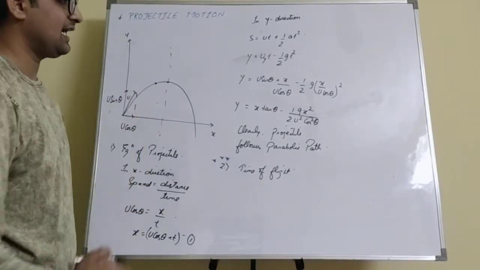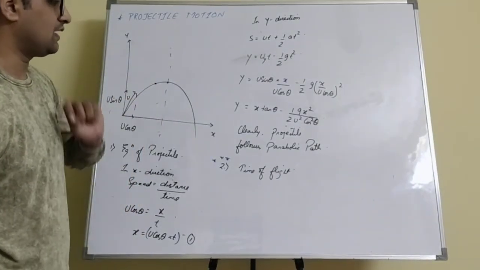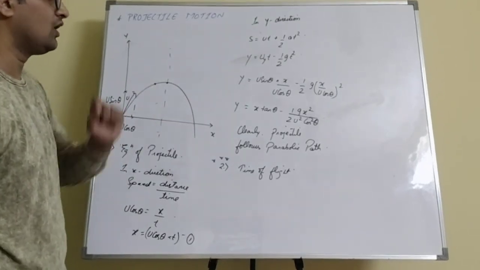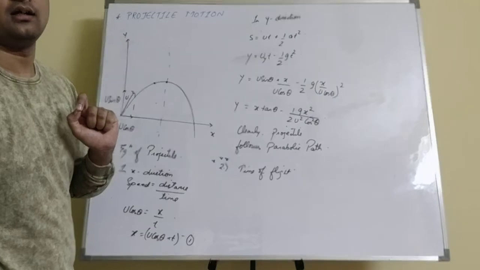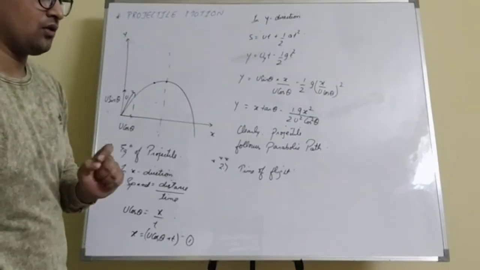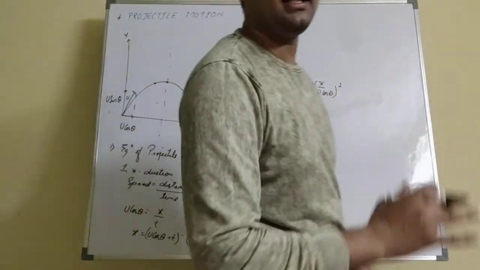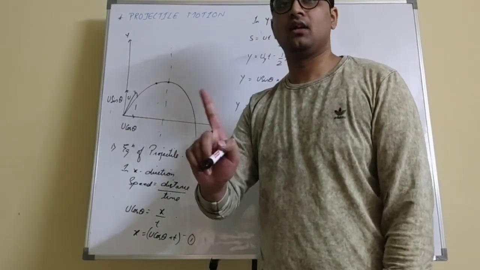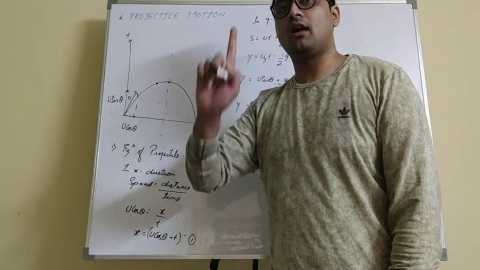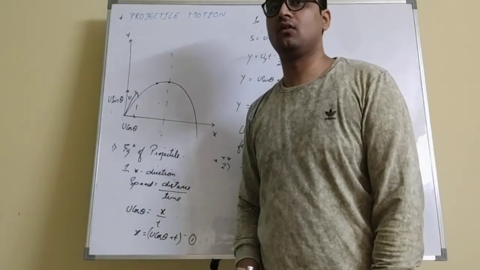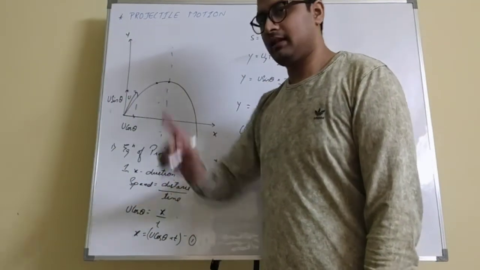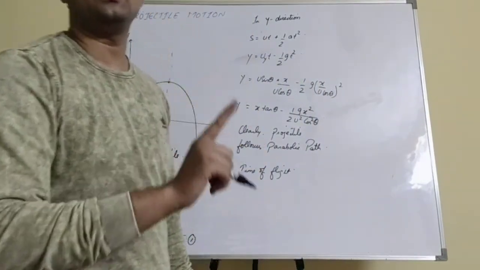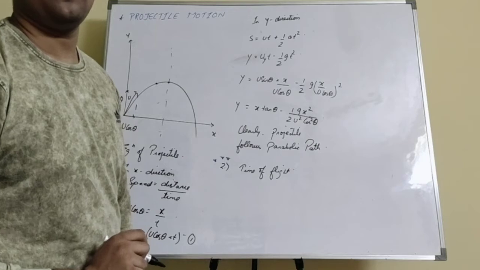But our projectile still moves in the forward direction, and velocity in the forward direction, along the x-axis, or horizontal direction, is u cos theta. Are you getting it? So remember this point very clearly: at maximum height, velocity is not zero. Velocity in vertical direction is zero. Then what's the velocity? The velocity at maximum height is equal to velocity in horizontal direction.